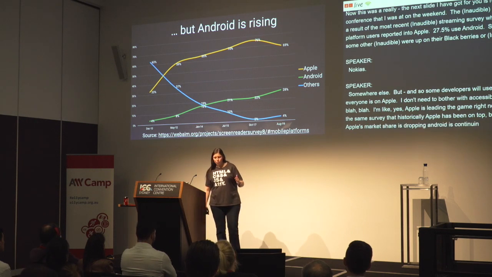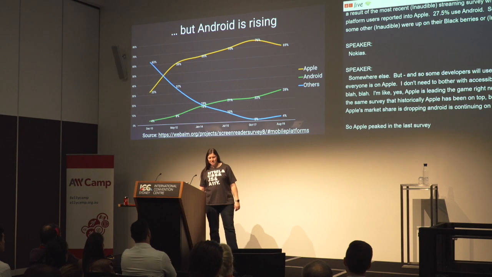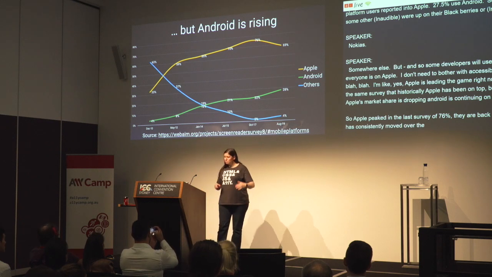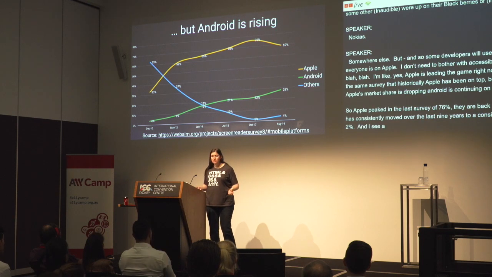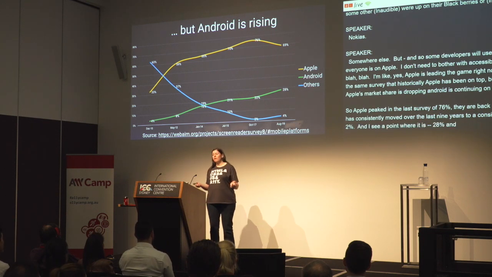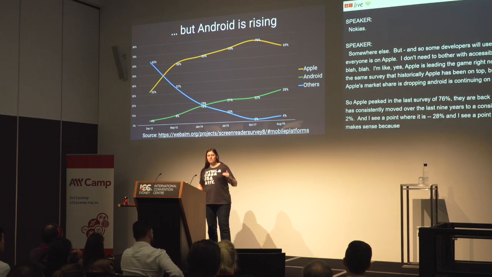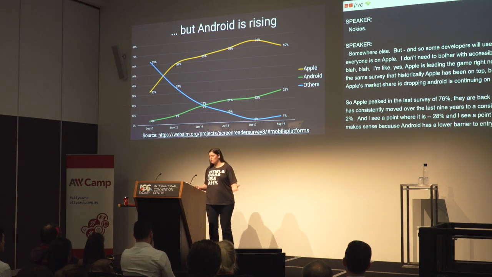Apple peaked in the last survey at 76% of market share, and is now back down to 69%. And Android has consistently moved over the last 9 years from 4% on a consistent trend up and up. It's now on 28%, and I see a point where these lines converge and potentially cross. And it makes sense because Android has a lower barrier to entry. Android devices cost less. They're more readily accessible to people on limited incomes.